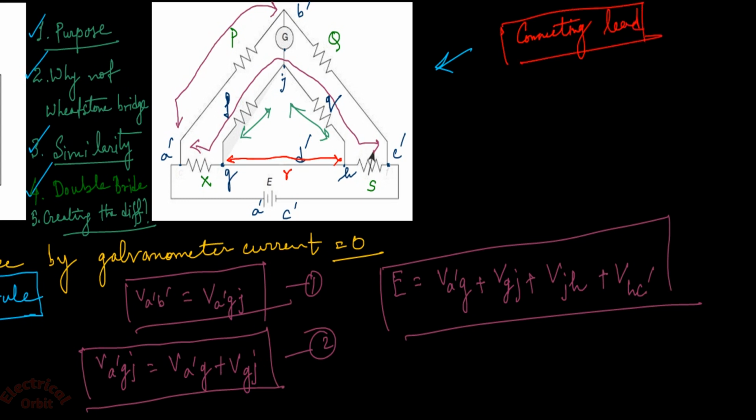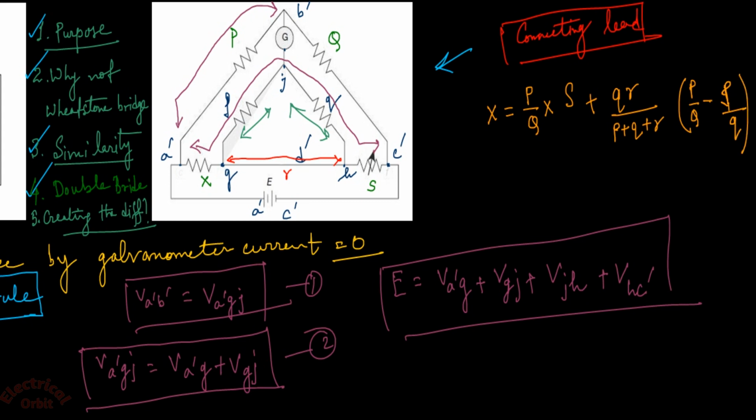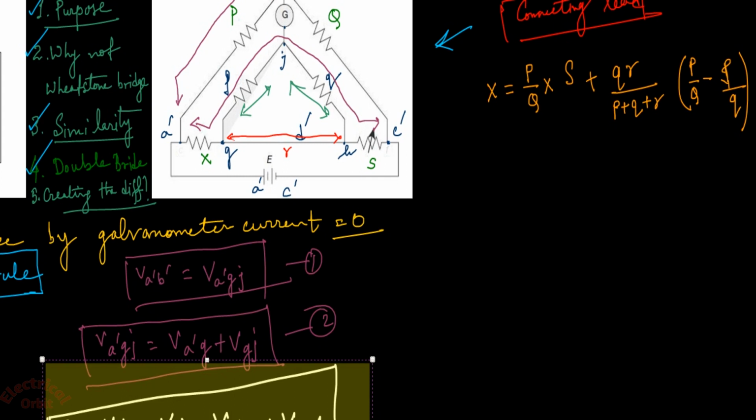So working on these equations, we can find X equal to P divided by Q into capital S plus small q into small r divided by small p plus small q plus small r into capital P by capital Q minus small p by small q. This is the relation that we find in dealing with these equations.